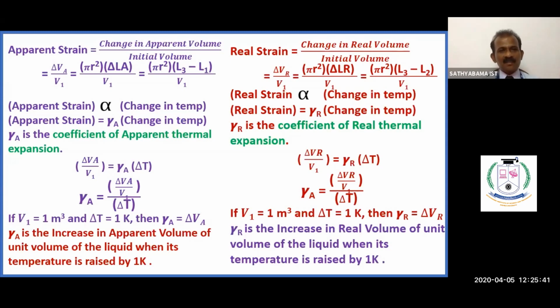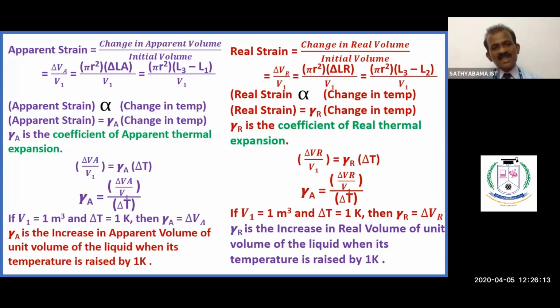Apparent strain is available on the left hand side and real strain on the right hand side. Procedures are the same, with a small change like real and apparent only. Now, change in apparent volume by initial volume. Here, change in real volume by initial volume. Now, see the formulas. Del VA by V1, here del VR by V1. Initial volume is the same, V1, V1. Only one change: apparent volume and real volume, corresponding formulas.